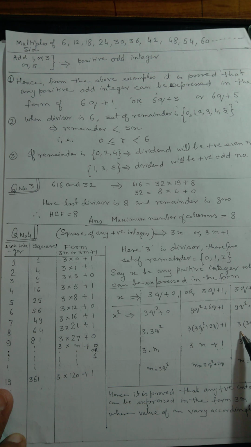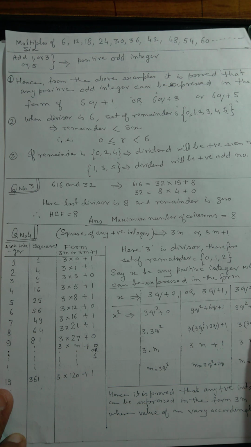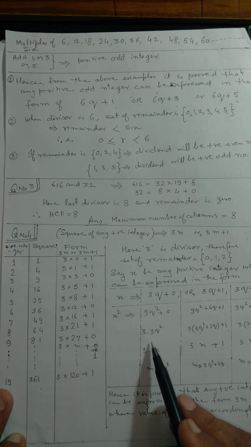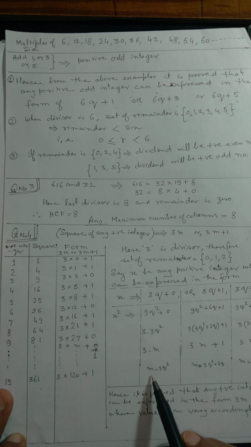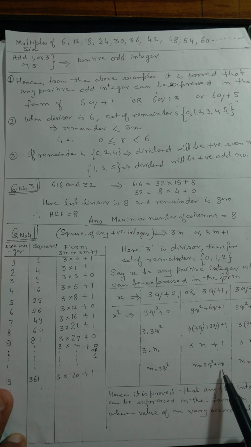So take out the 3 common. So we will get inside the bracket 3q square plus 4q plus 1, bracket closed, plus 1. So again you see 3m plus 1. Here m stands for 3q square plus 4q plus 1. So it is an integer. You see here, first 3m plus 1. M is equal to 3q square. Here m is equal to 3q square plus 2q. Here m is equal to 3q square plus 4q plus 1.